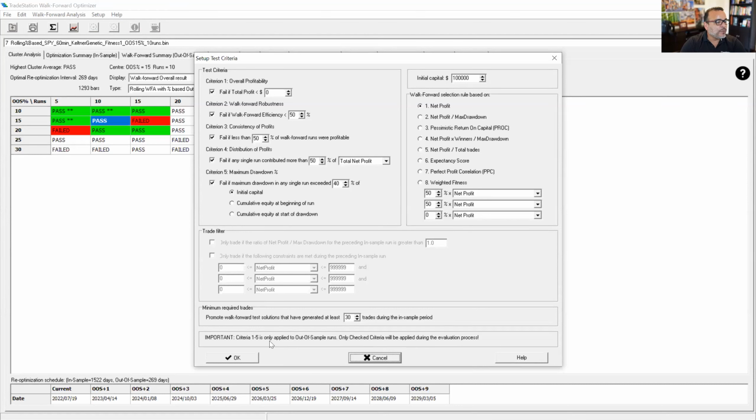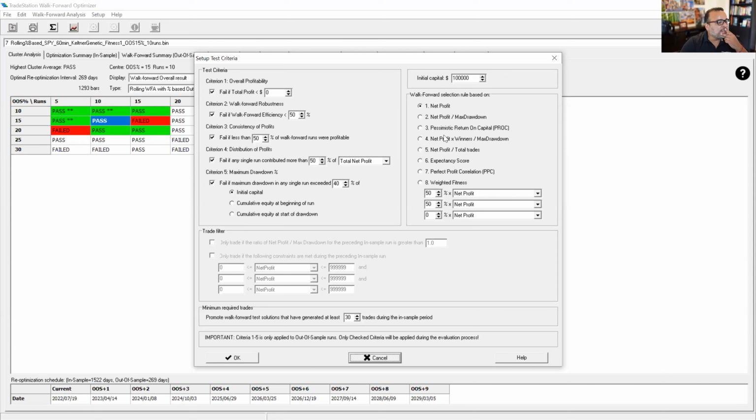Okay, criteria 1 to 5 is only applied to out of sample runs. So that we already talked about that. Only checked criteria will be applied during the evaluation process. You can uncheck any of these, and that's why you have check boxes. You have flexibility on what you want the report to look for.